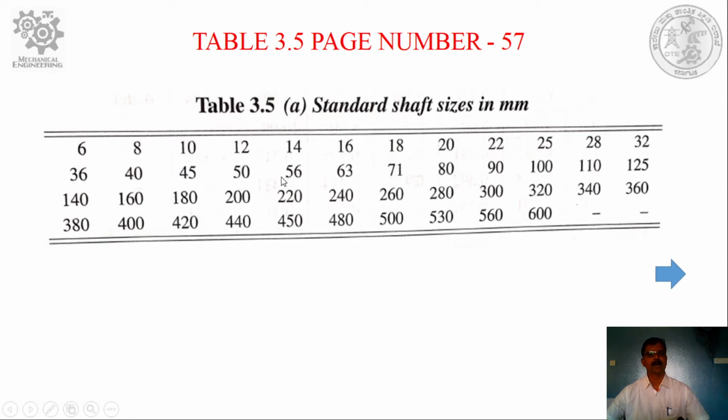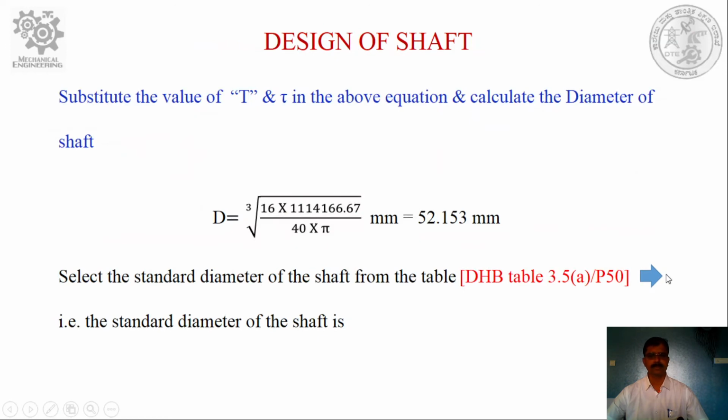Now here after 50, 56 is there, but not 52 or 51 point something. Now select the standard 56 from the table. Now let us move on to that one. Here the standard diameter of the shaft is 56 millimeter.